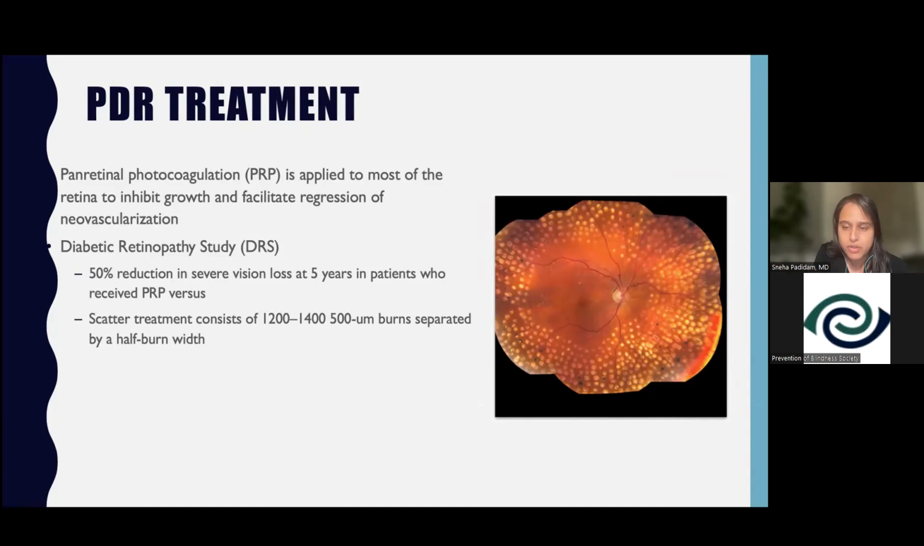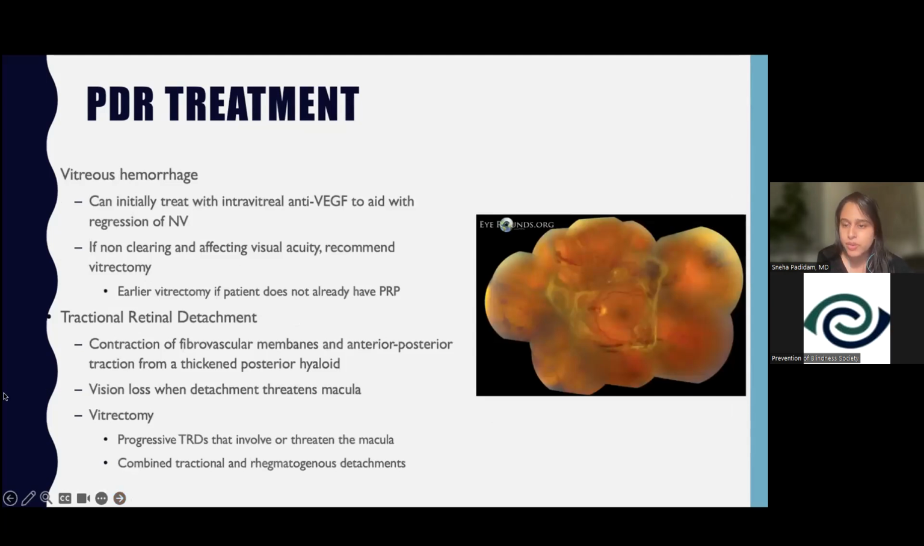We do this in the office, usually in about a couple 10-minute sessions, in order to really laser the peripheral retina. And it was shown in studies to reduce the risk of severe vision loss in patients who received PRP. Other treatments, when someone has a bleed in their eye, we usually start with injections to help treat the abnormal blood vessel growth. If the blood doesn't clear with injections, then sometimes we do surgery called a vitrectomy to remove the vitreous gel and the hemorrhage.